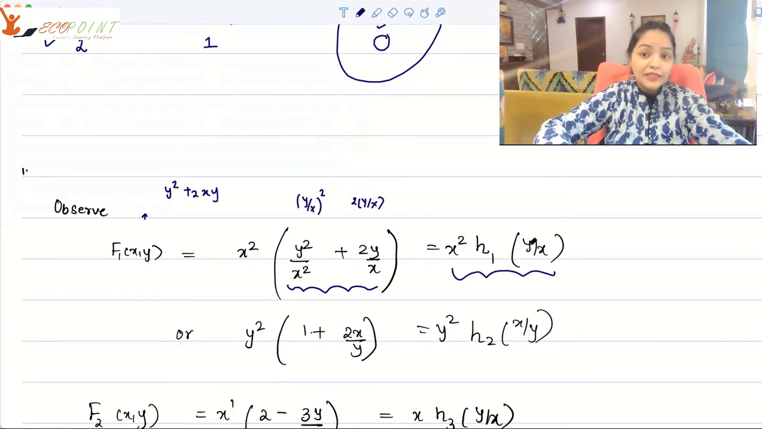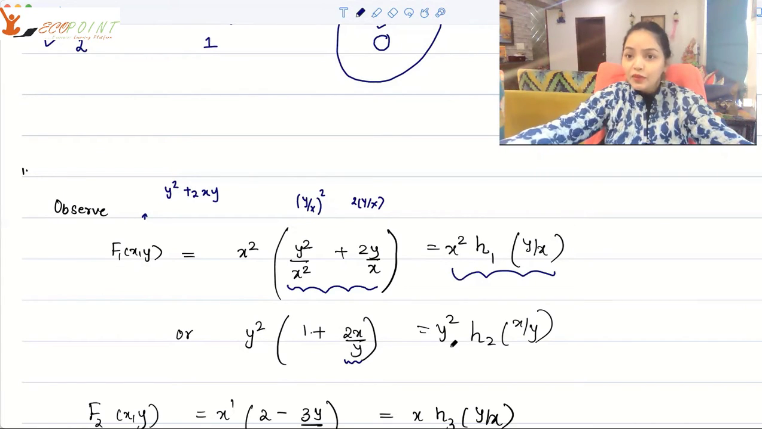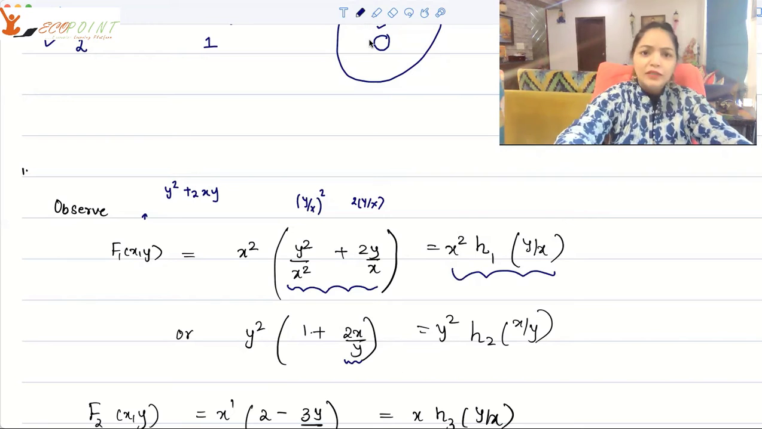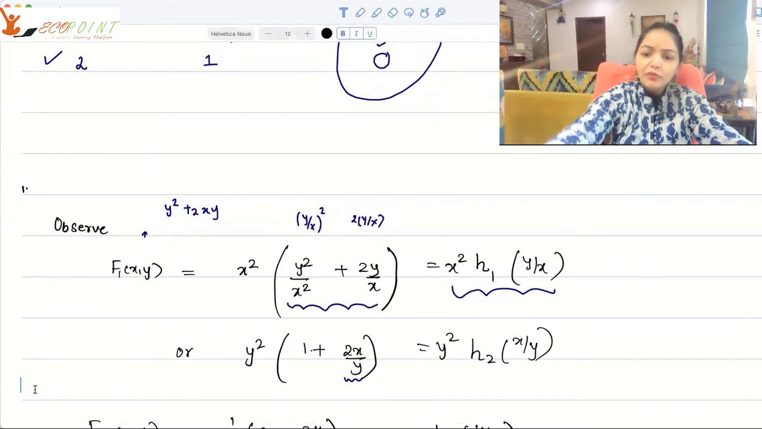Similarly, if you would have taken a y square common, then you would have got some expression in x by y. So since there's a key factor of homogeneity here, that's why you're able to take out common like this. So x square common, then you are getting purely a function in terms of y by x. If you take y square common, you're getting purely a function in terms of x by y. Similarly, you can check it out with the other examples also.